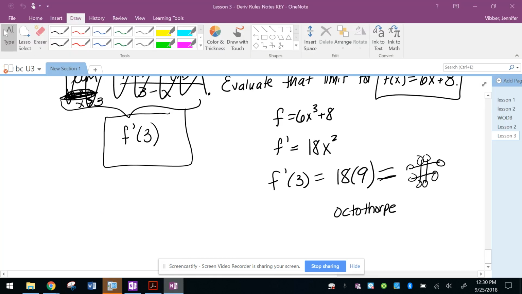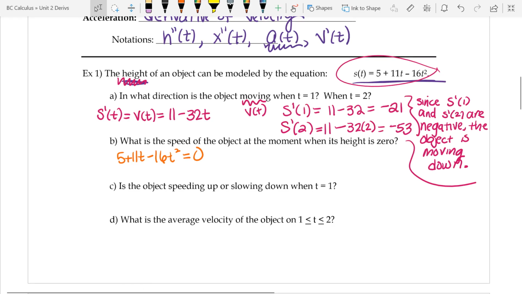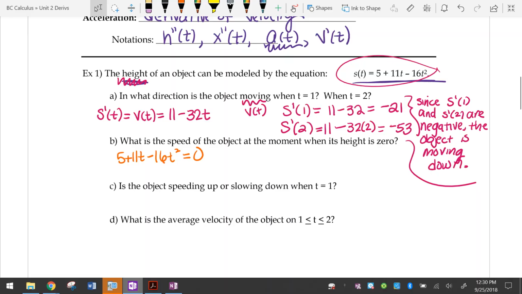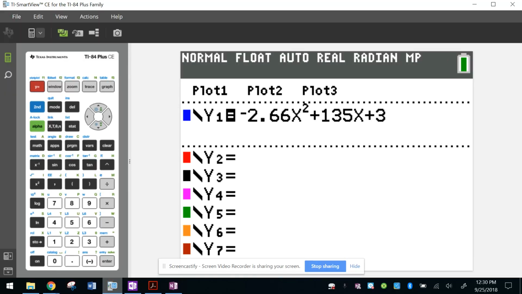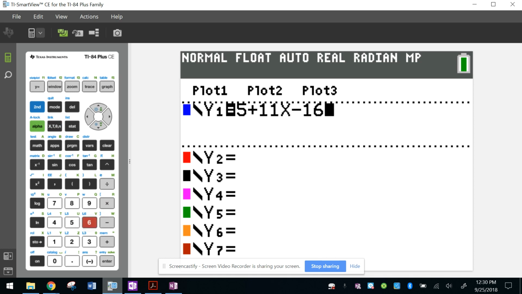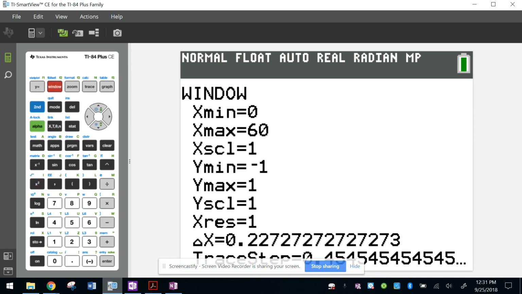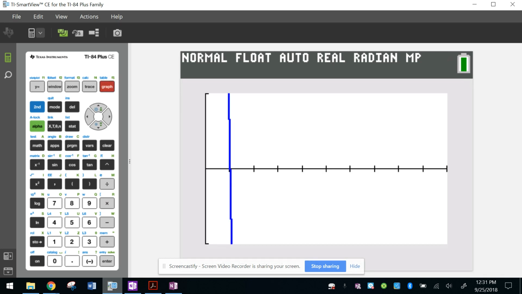So in the calculator, I have 5 plus 11t minus 16t squared. So 5 plus 11x minus 16x squared. I want to know when it equals 0, so I'm going to set my x min and max to 0 to 10, and my y min and max to negative 1 to 1, because all I care about is where it crosses. Look at that, it's pretty early on. Second, calc 0.